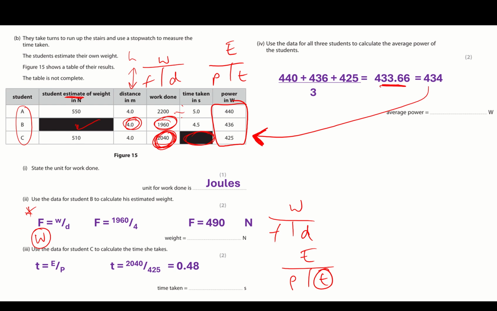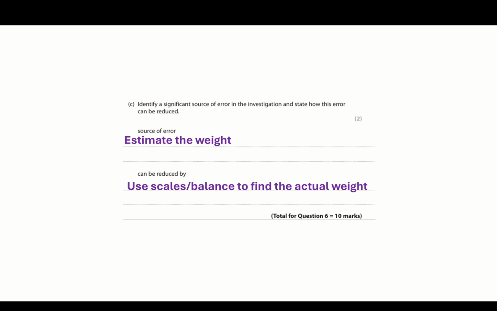Okay, next one, identify a significant source of error. Well, we can see here, they only estimated their weights and they told you that there. So you're just looking for this idea. Well, they only guessed. So source of error, they estimated their weights. What can we do? Weigh them. But if you were to write in there, weigh them, you wouldn't get a mark. You got to say, I need some balance or some scales. So use balance or scales to find the actual weight.